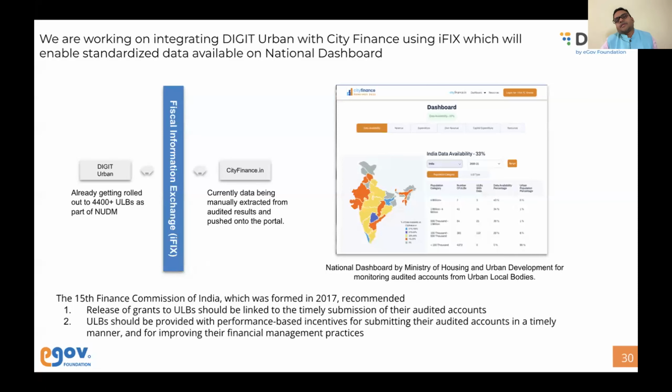And lastly, sustainability dashboards or fiscal compliance dashboards, which I was talking about. So there is a finance commission that is set up every 5 years in India.